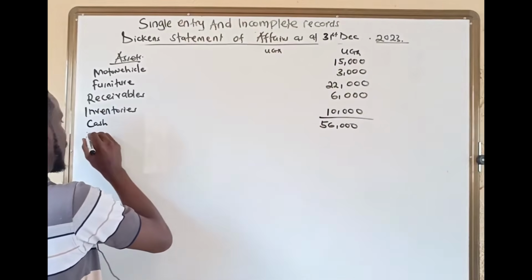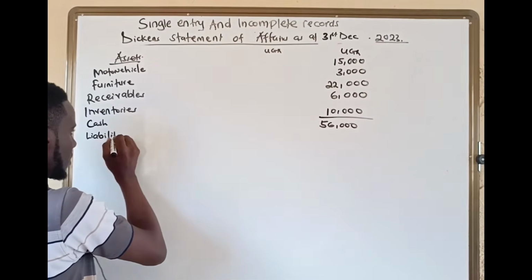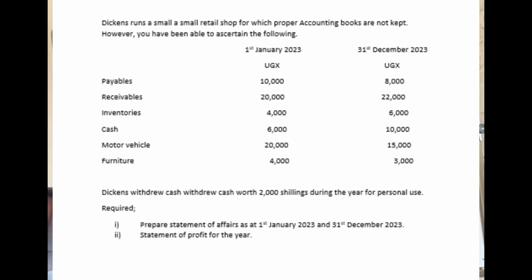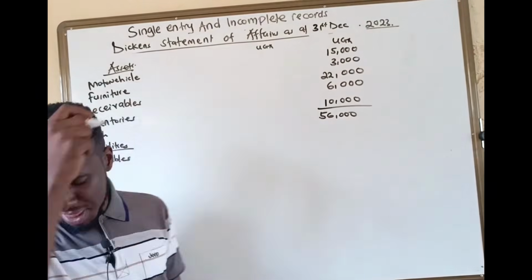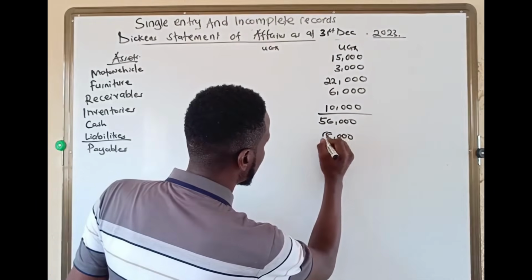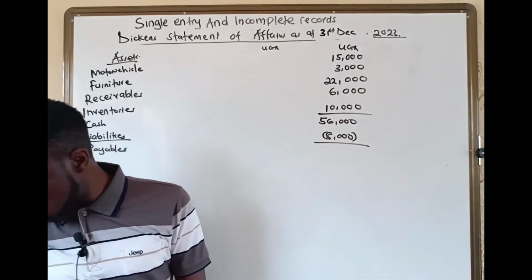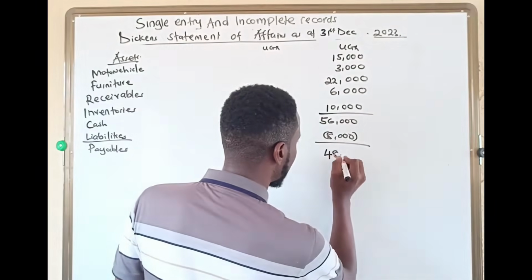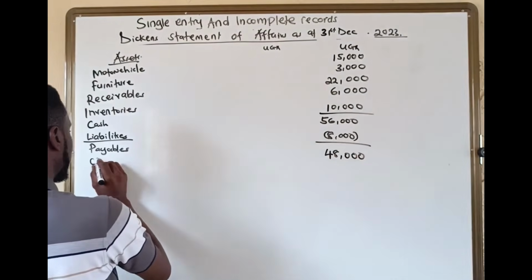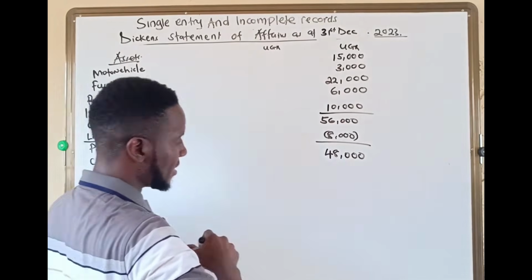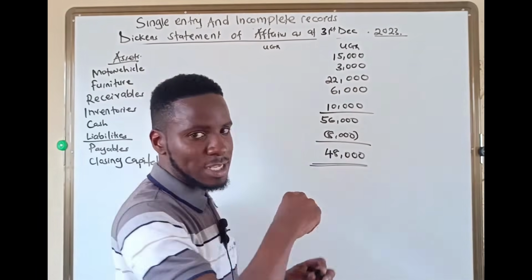So you come here and say you less your liabilities, and the liabilities that we have are payables, and our payables were worth 8,000. So we subtract this off, and the value that we actually get will be 48,000. So 48,000 is our closing capital. We are there. So this is actually our closing capital.